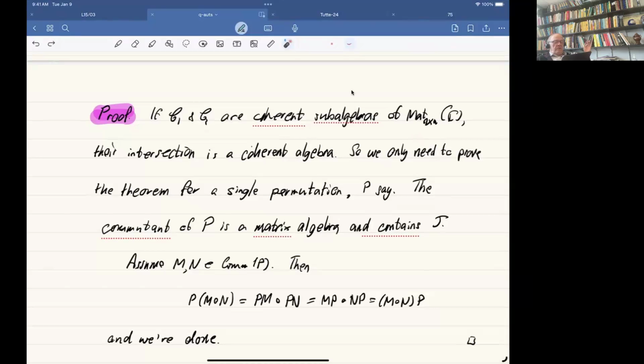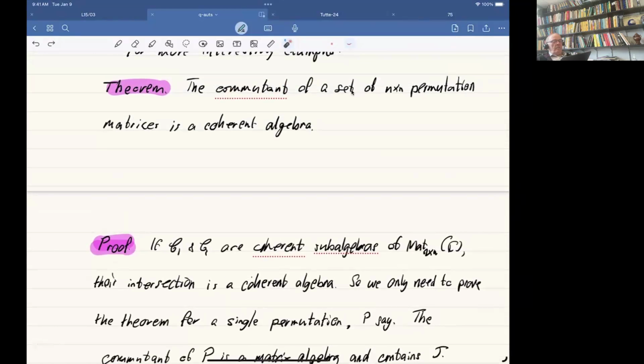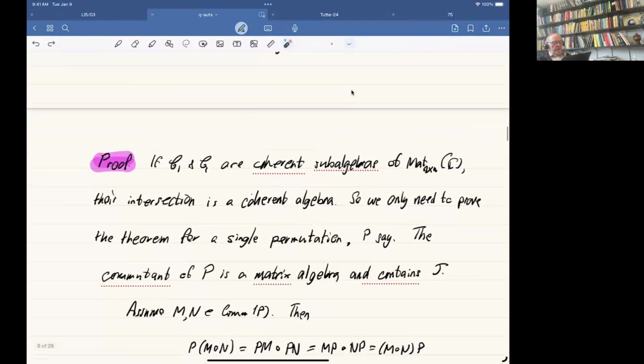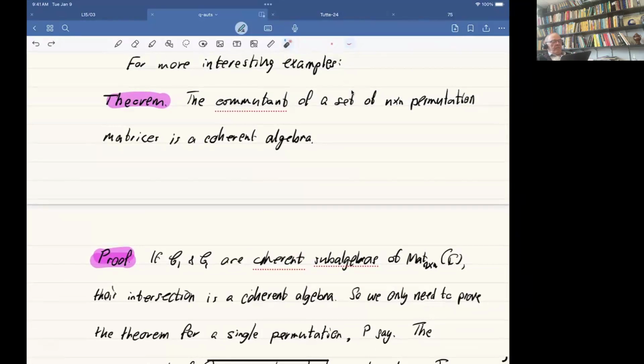That's the usual intersection of subspaces of vector spaces, intersection of subgroups, where a group is a group, all these things. So the point about this is I said that any commutant of a set of n by n permutation matrices is a coherent algebra.